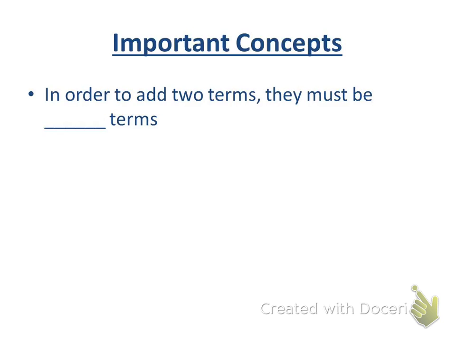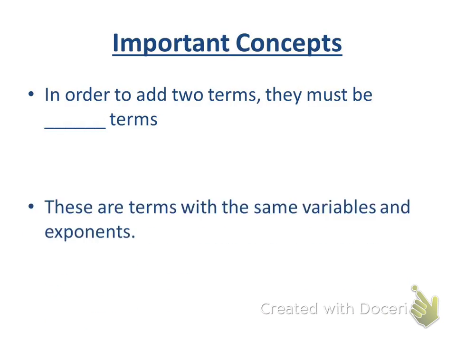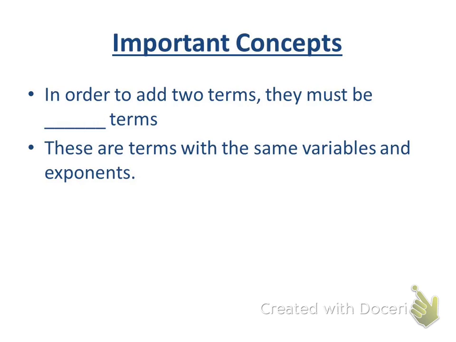Now, what are like terms? Same variables with the same exponents, right? So terms with the same variables and exponents. Now, if you have like terms, what is the process of adding the terms together? How do you do it? Just add the coefficients. You add or subtract the coefficients. You don't add the exponents. You don't change the exponents, right?